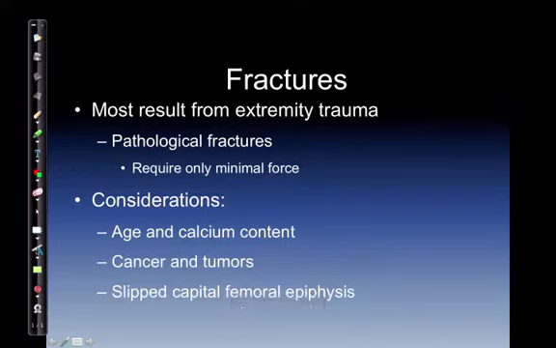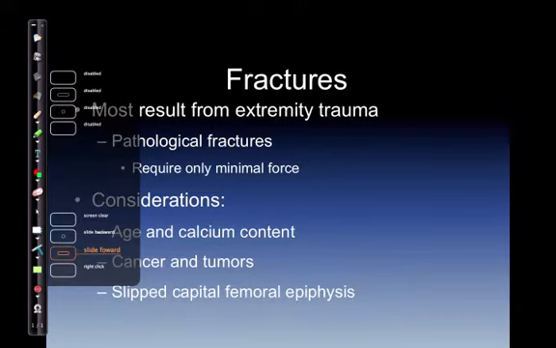Fractures, common causes as well. Most result from extremity trauma. Pathological fracture requires only a minimal force. Things like osteoporosis. So consideration on a person with fractures: age and calcium content. Examples of this would be osteoporosis. Cancer and tumors. The tumor, if it's developing in the bone, disrupts the bone's ability to bear weight, producing a fracture. Slipped capital femoral epiphysis, and this generally happens in adolescent individuals. Injury affecting adolescents that produces leg pain, and the growth plate essentially slips.